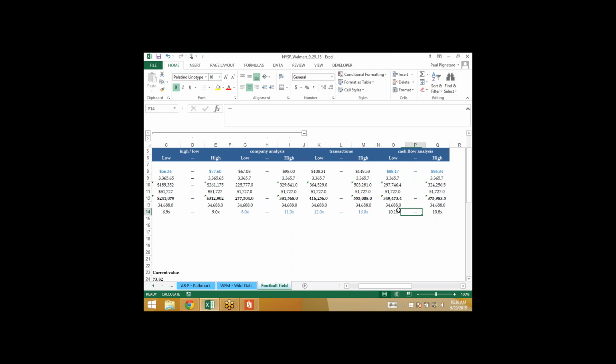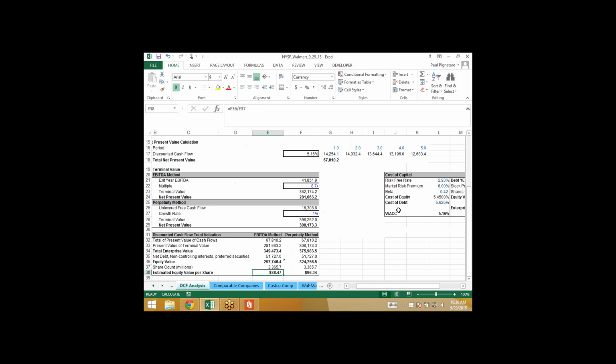So this is where I'd go into the DCF and run maybe a little bit more solid sensitivities to try to extrapolate. Let's do it now. Come on, let's have some fun.